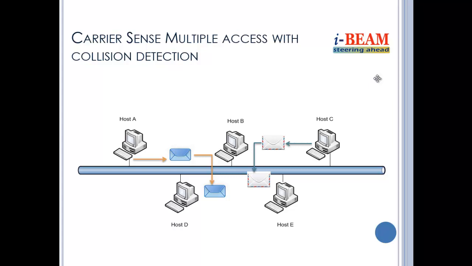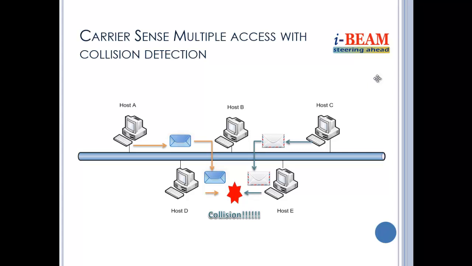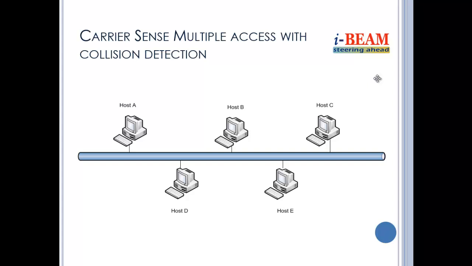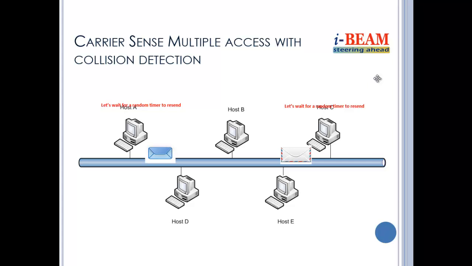And then, when they send at the same time, what happens? They have a collision. This is called multiple access with collision detection. So what do they do to avoid the collision? Once they detect the collision, they back off, and they wait a random timer to resend again.